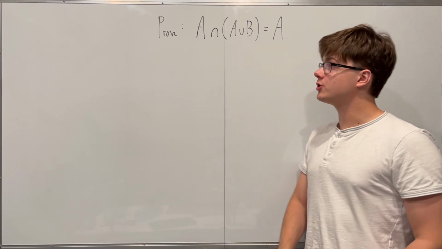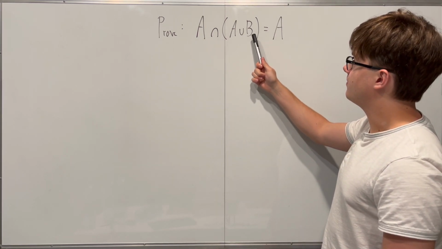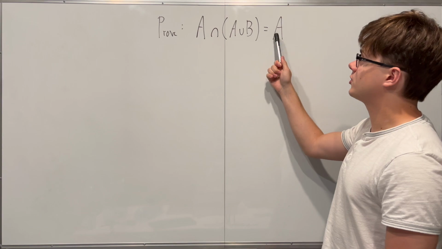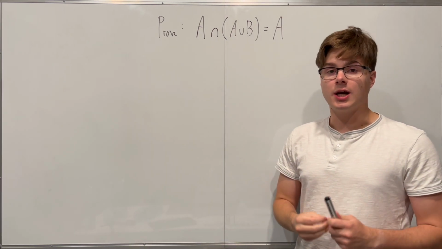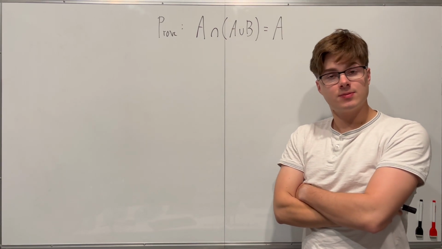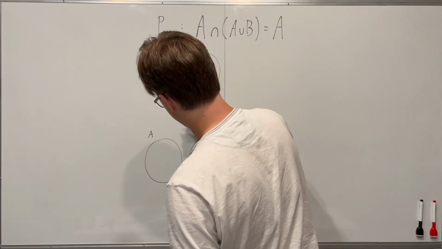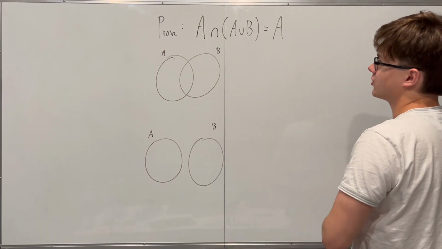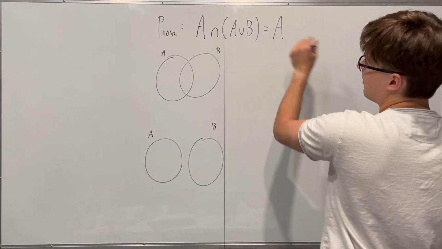Is the following statement true: A union B, all intersected with A, is just going to equal our original set A? Well, how can we know if this statement is going to be true? Well, let's try and draw some diagrams. Let's have a look at these two examples. So when we follow the left-hand side, we should just get the set A back.